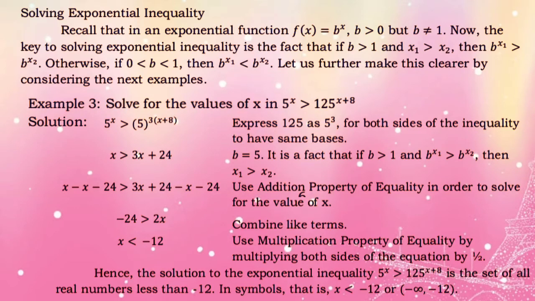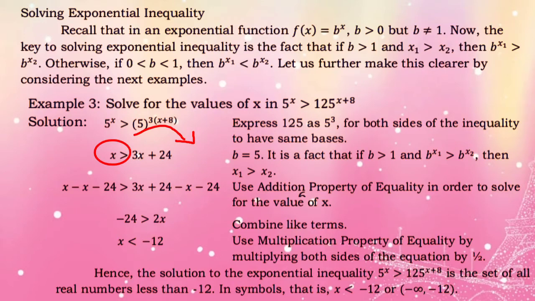Example number 3. Solve for the values of x in 5 raised to x is greater than 125 raised to x plus 8. Let's take the solution. Again, we are going to express 125 as 5 raised to 3 since it is also equal to 125, for both sides of the inequality to have the same base. So you have 5 raised to x is greater than 5 raised to 3 multiplied by x plus 8. Since our bases are now equal, we are going to bring down the exponents. So you have x is greater than 3 multiplied by x is 3x, and 3 multiplied by 8 is equal to 24. Next is to combine like terms.